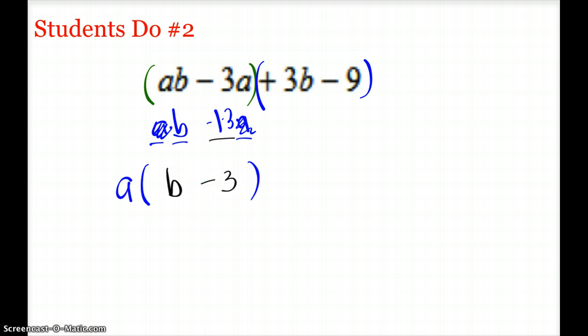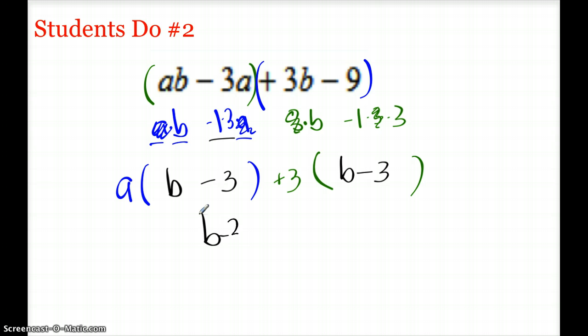Next one is going to be 3 times b, and this one's going to be negative 1 times 3 times 3. They both have in common a 3. I'll take that out. So positive 3, and then I'm going to have leftover a b minus 3. So b minus 3 and leftovers a plus 3. Check your work, peanut box.